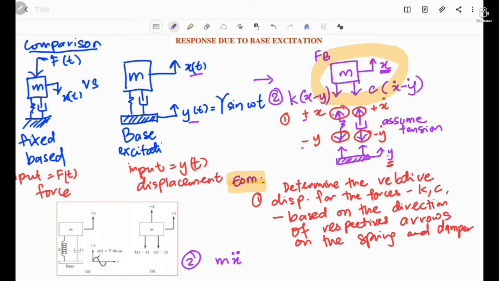So what you need to do is find the relative displacement, which is what we did. Take a look at this arrow now. If this arrow is going down, it means it's opposite, because both arrows x and y go up. The designation that we take should be positive going up. So if it's going down, then you get negative. So you have negative k (x minus y), and you have a negative c (x dot minus y dot).